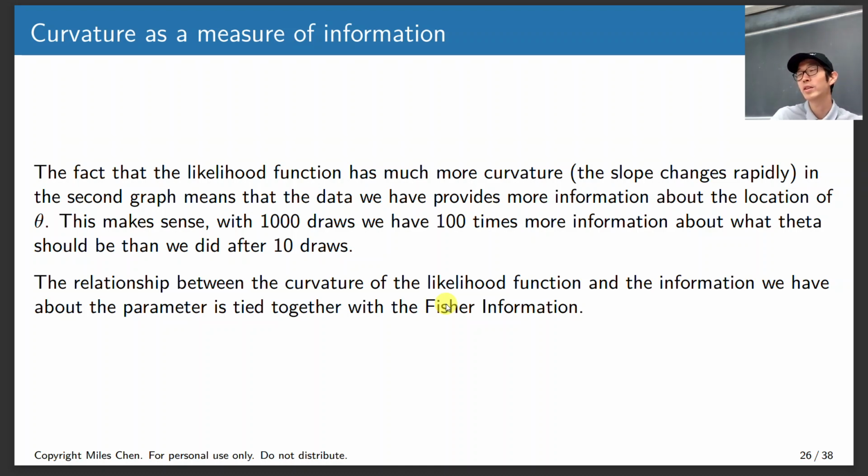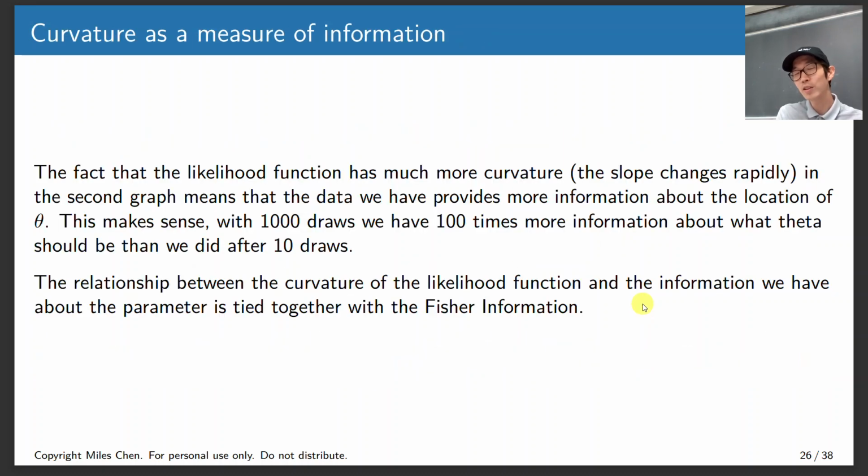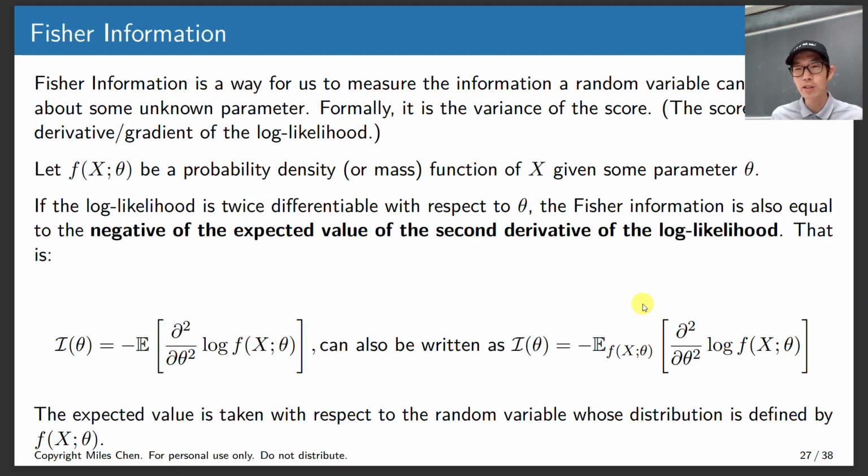Okay, so the idea is we're trying to figure out what theta is based on the draws. How much information do I have? With only 10 draws, I only have a little bit of information. With 1,000 draws, I have 100 times that amount of information. And that's reflected in the numbers that we're getting here. The relationship between all of this, the curvature of the likelihood function and the information that we have, is all tied together in this concept of the Fisher information.